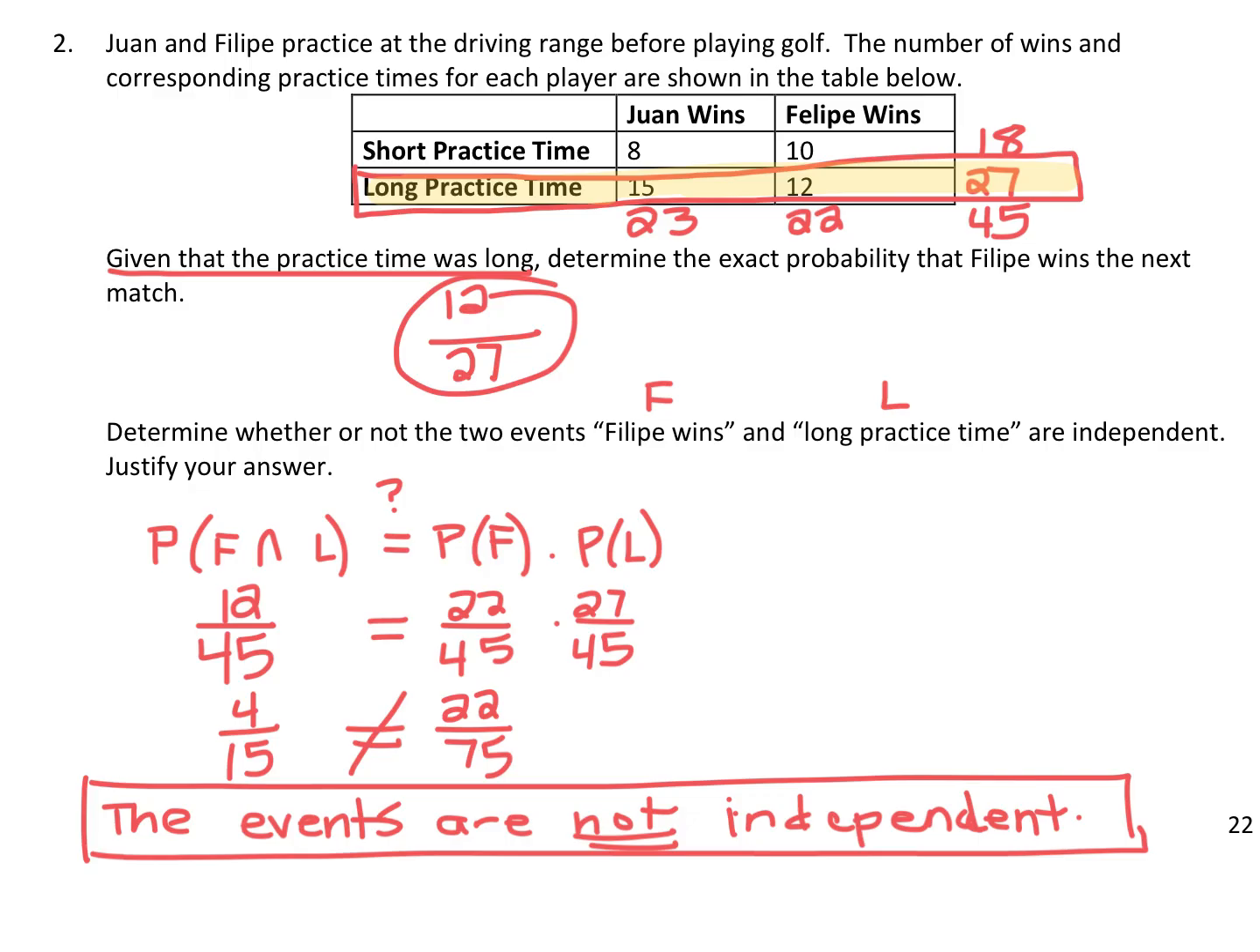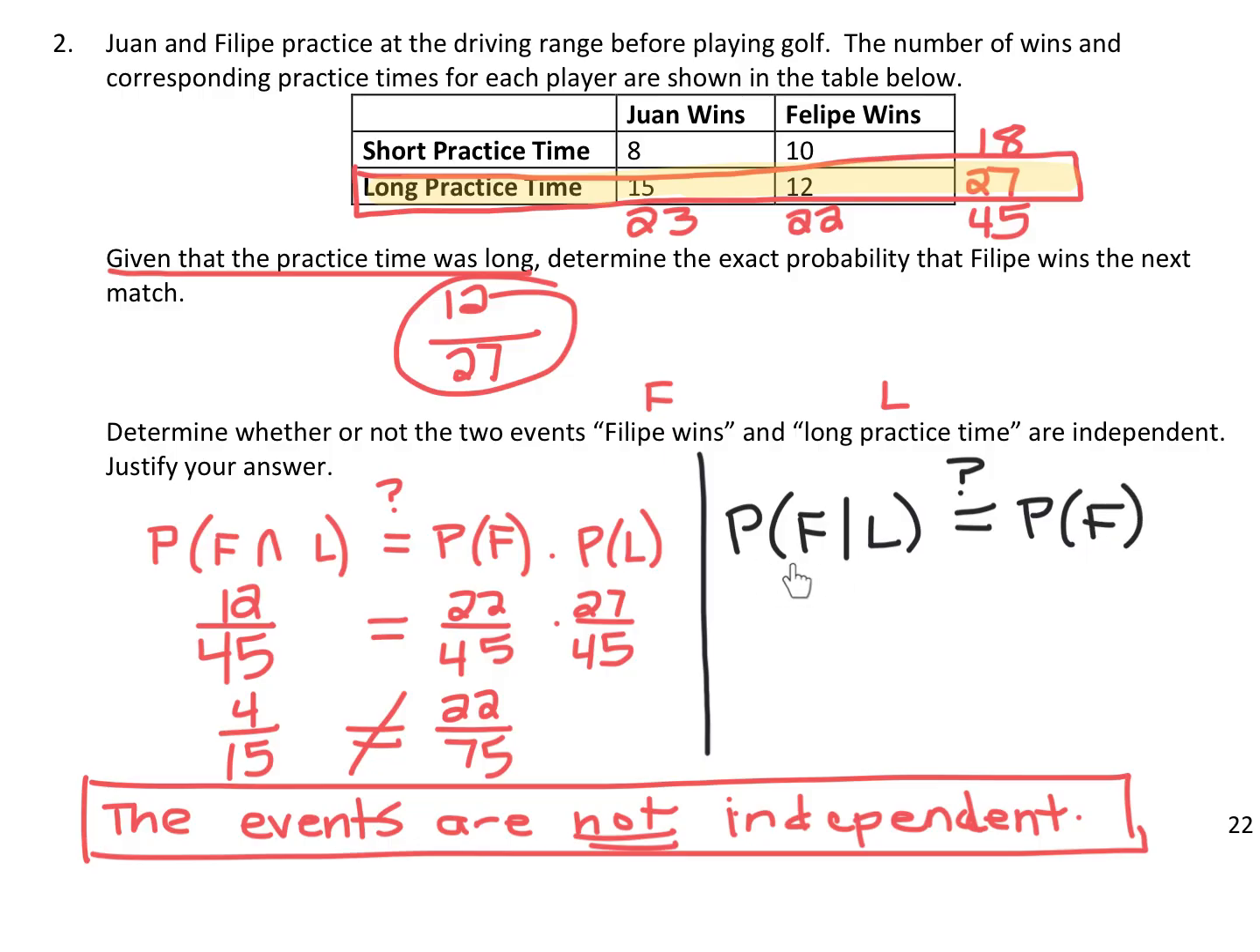Now, I also did want to show, let me do it in a different color over here, the other formula we could have used, and especially because in part A, it says given the practice time was long, right? They wanted you to determine the probability that Felipe wins. So the other formula we could have used is the probability that Felipe wins given the practice time is long. Now, if that is equal to, think about the formula for independence. The formula for independence says the probability of F given L equals the probability of F. So if this is true, then we can say they're independent.